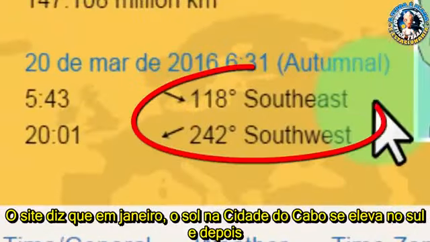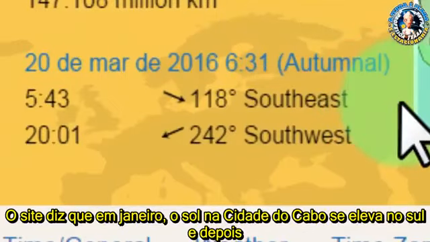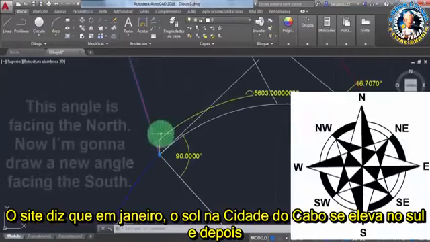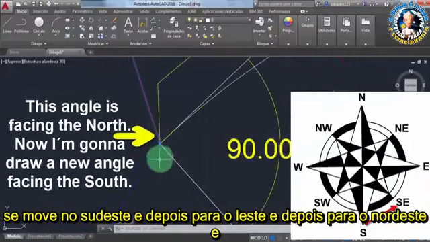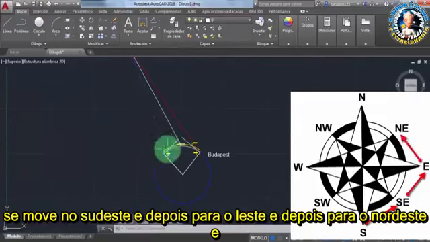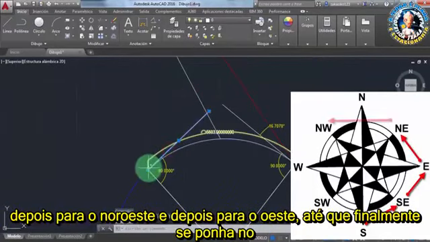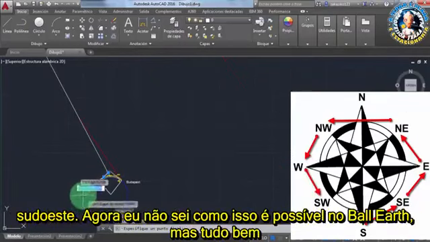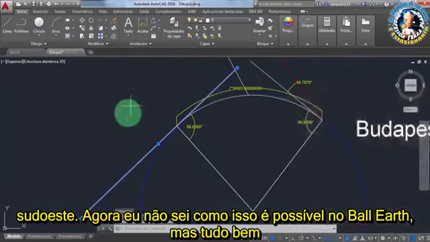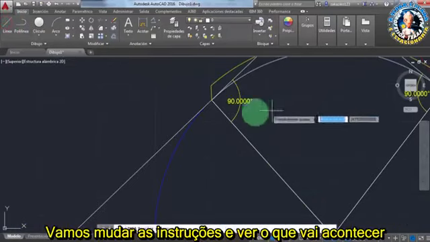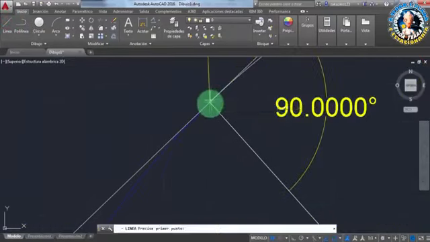The website says that in January, the sun in Cape Town rises in the south, and then it moves to the southeast, and then to the east, and then to the northeast, and then to the northwest, and then to the west, until it finally sets in the southwest. Now I don't know how that is possible on the ball Earth, but it's okay. Let's change the directions and see what's gonna happen.